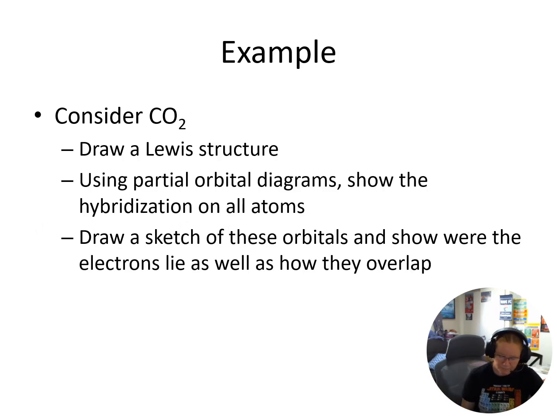Okay, so we're going to try drawing some of these. We're going to look at a couple different molecules. First, we're going to look at carbon dioxide. And what's interesting is when we look at these two molecules, we're actually going to have to hybridize our surrounding atoms in order for everything to arrange the way it needs to see the type of geometry we see. So we'll draw Lewis structures, we'll draw orbital diagrams, and then we're going to sketch these orbitals to show where everything overlaps. So let's start with CO2.